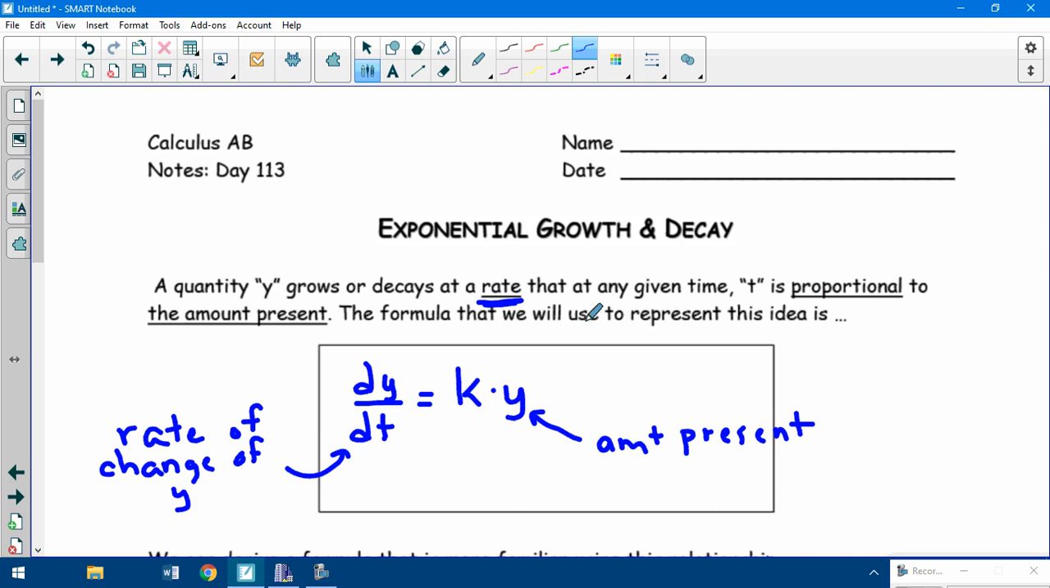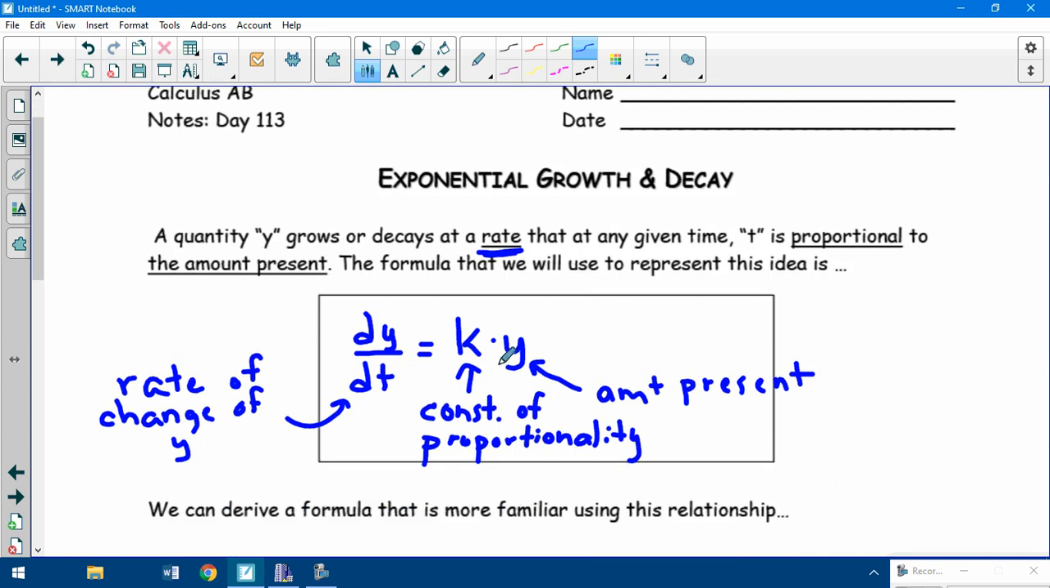It's proportional to the amount present. So we need to have some constant of proportionality. That's what k is going to be. Constant of proportionality. Okay, so that's how to translate that sentence into calculus.